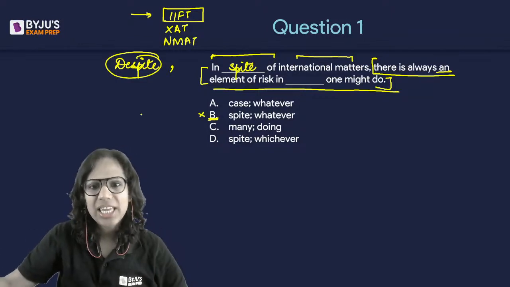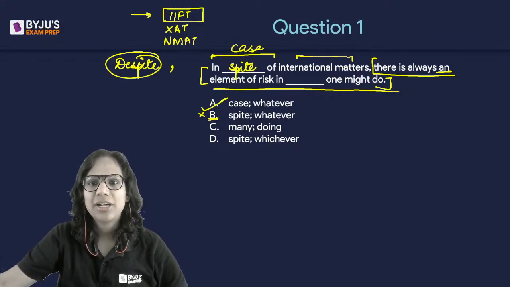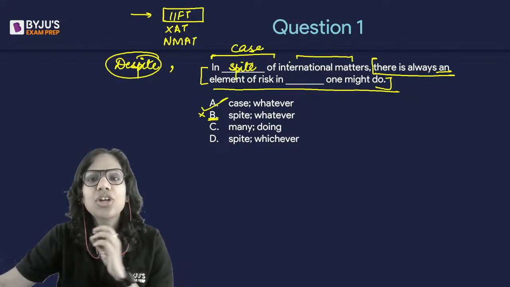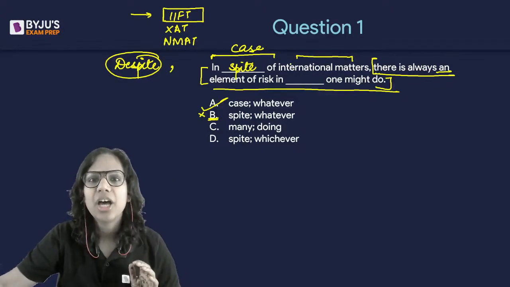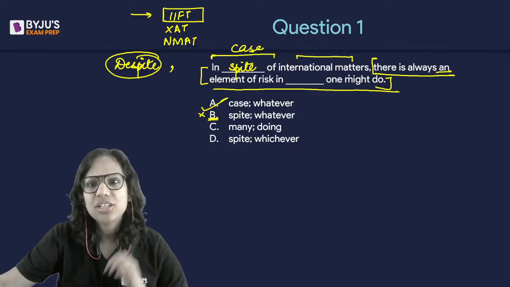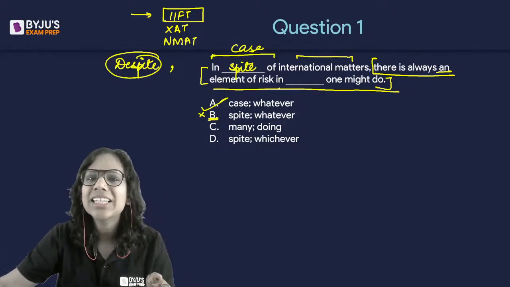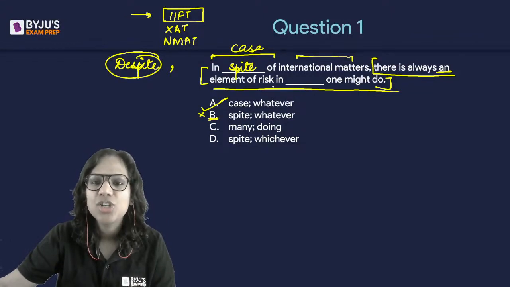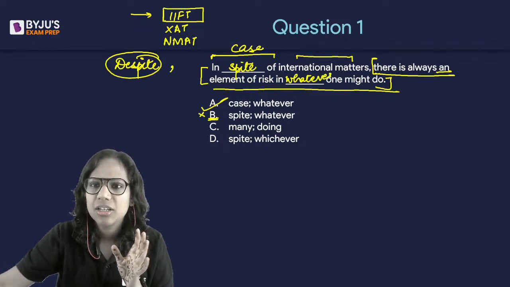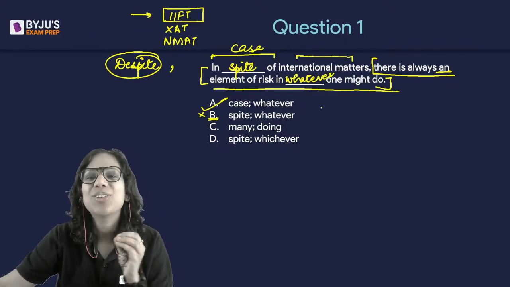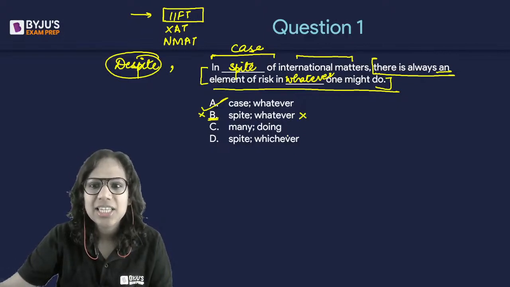So those who say A, absolutely correct. In case of international matters, so when I say in the case of so and so thing, that tells me okay, I'm going to talk about that very thing now. Okay, so in case of international matters, there's always an element of risk no matter what you do. That's the idea that the author wants to convey. So in whatever one might do, कुछ भी कर ले, right? In whatever one might do, कुछ भी करें हम. So that's the idea. This is eliminated.